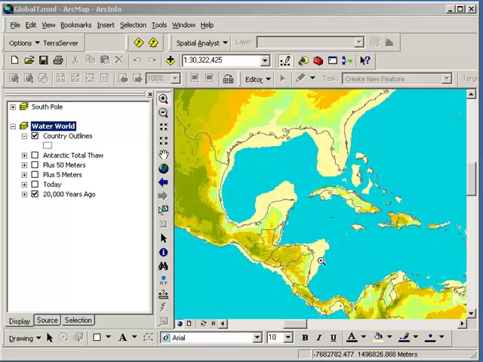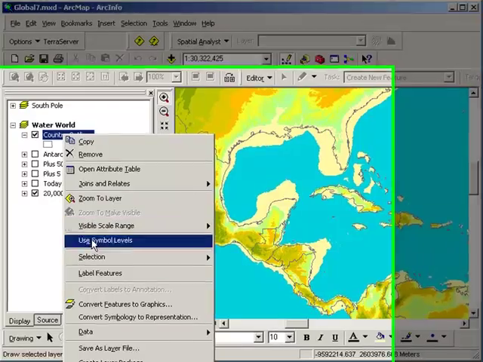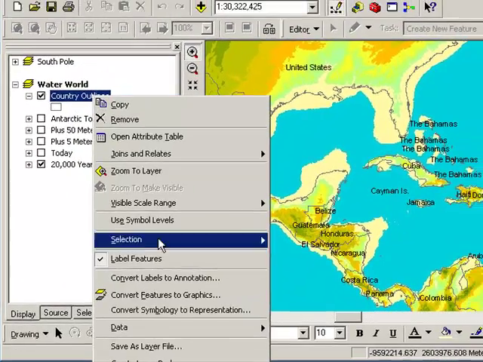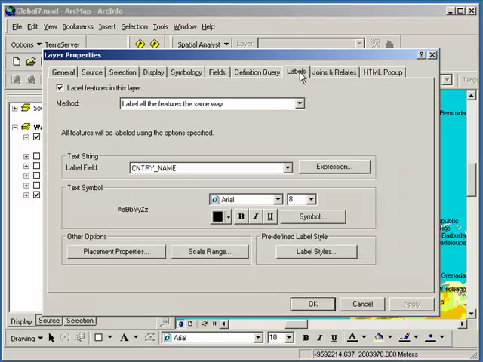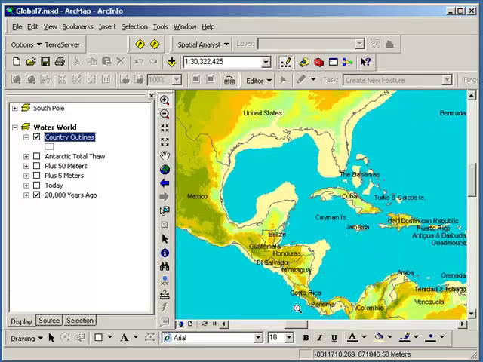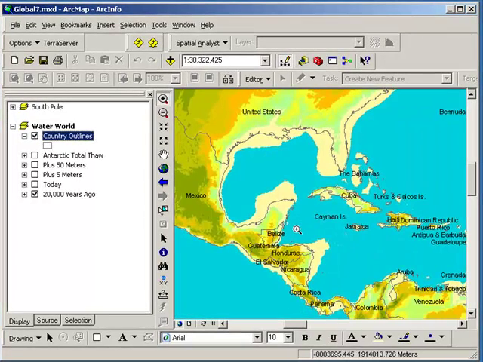Let's zoom into the Caribbean Sea, Central America, Mexico. Be nice to have those country names on there. With the GIS, I can do that. I can also change the labels so that I don't have any sort of duplicate labels. I'll do that. That way, I only have one label for the Bahamas, for example, even though it has numerous islands.